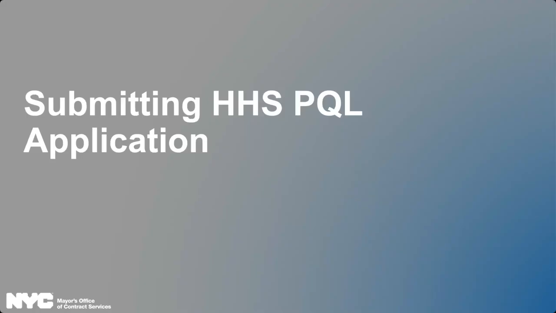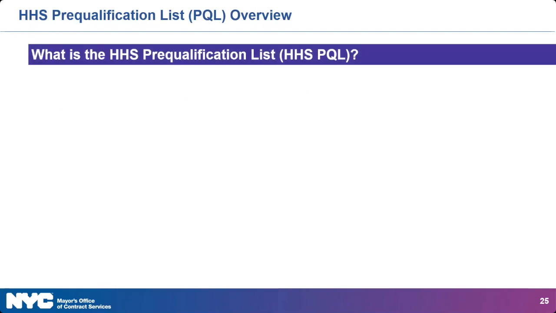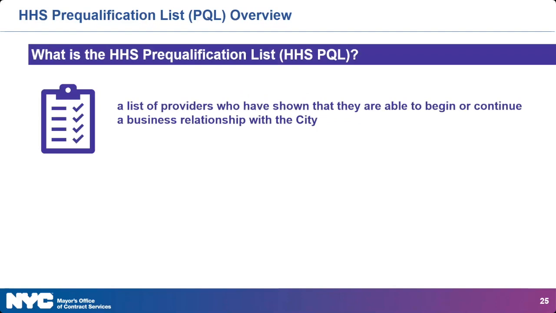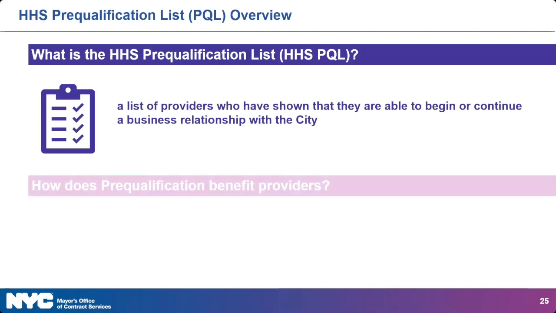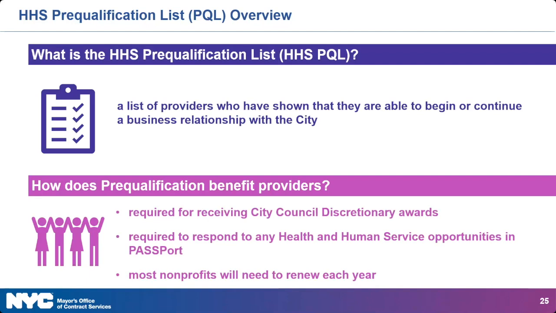So now what is this HHS PQL and why do we need to apply? Here's the basics. First of all, what is the Health and Human Services Pre-Qualification List, the HHS PQL? The HHS PQL application collects information to verify each organization's ability to establish or maintain a business relationship with the city. How does getting pre-qualified benefit vendors? Maintaining your pre-qualification is very important and required for organizations that want to receive City Council discretionary awards. Pre-qualification can help your organization respond to other health and human services opportunities in Passport. Most nonprofits will need to update their documentation every year in order to maintain their approved HHS pre-qualification status.